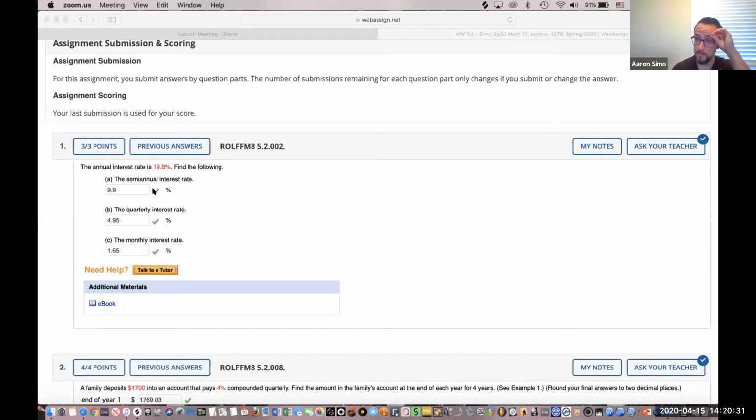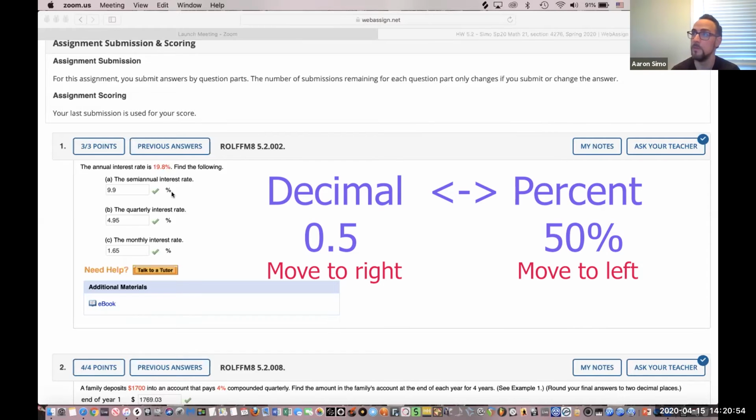If you're going to a percent, then you move the decimal twice to the right. If you're going to a decimal from a percent, you move the decimal twice to the left. Think of this if you don't want to remember anything: 0.5 is 50%. How do you get 50 from 0.5? You move the decimal twice to the right.